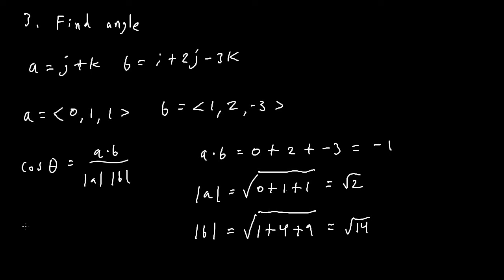So filling in the information to the formula, we get cosine of theta is going to equal the dot product of a times b, and we got negative 1 for that. So I'll replace that with negative 1 over the magnitude of a, which is the square root of 2, times the magnitude of b, the square root of 14. And when I multiply those two together, we'll get the square root of 28.